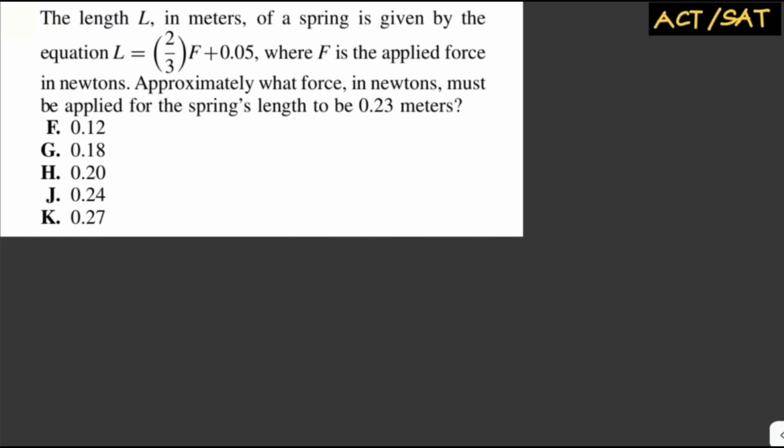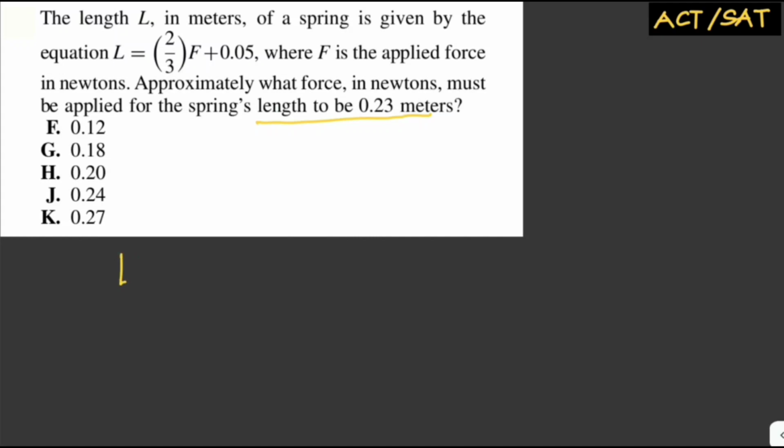The length L in meters of a spring is given by the equation L equals 2/3 F plus 0.05, where F is the applied force in newtons. Approximately what force in newtons must be applied for the spring's length to be 0.23 meter? Since we're given the length, which is equal to 0.23 meter, now to solve for the value of F, we just have to substitute the value of L to the equation.